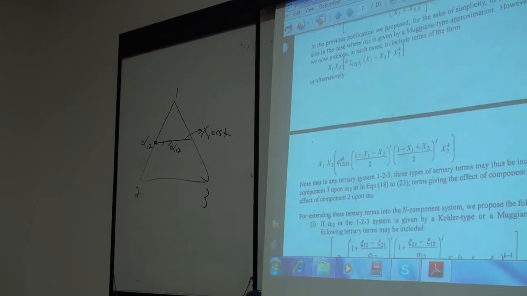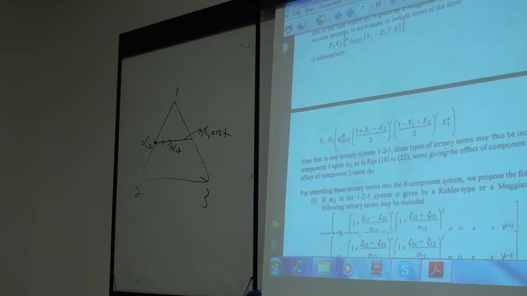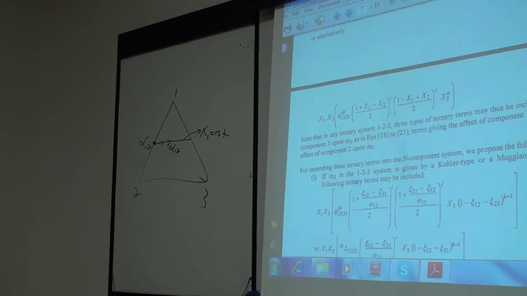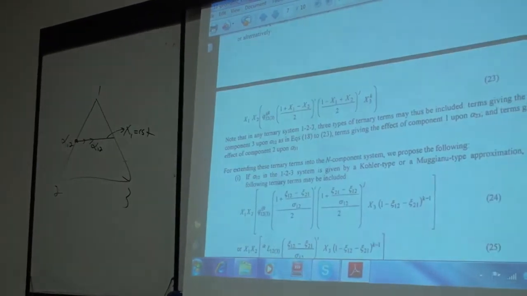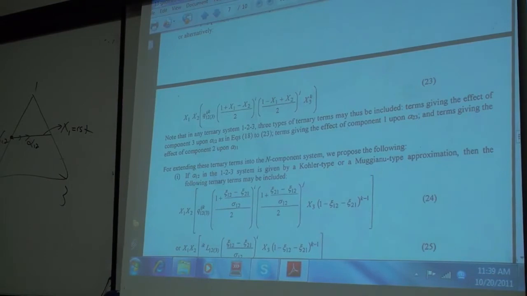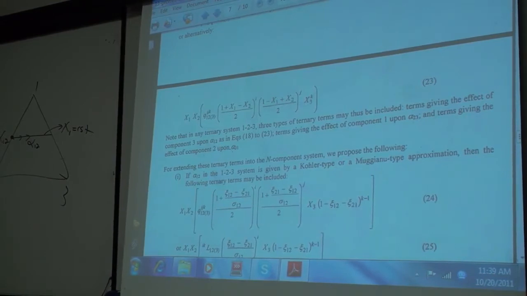Okay, so the Muggiano term is done the same way, really, as a Kohler term. Now here's the difference, and this is important. In any ternary system, three types of ternary terms may be included: terms giving the effective component 3 upon alpha 1, 2, but you also have terms giving the effective component 1 on alpha 2, 3, and terms giving the effective component 2 on alpha 3, 1.